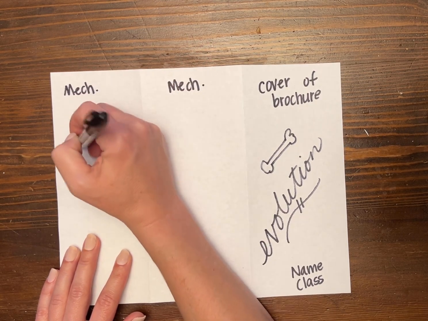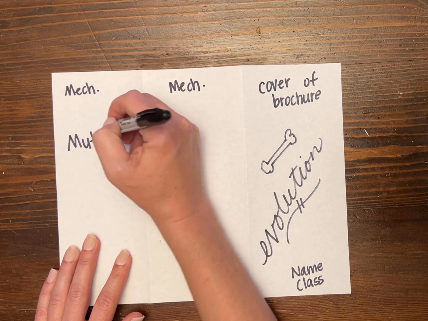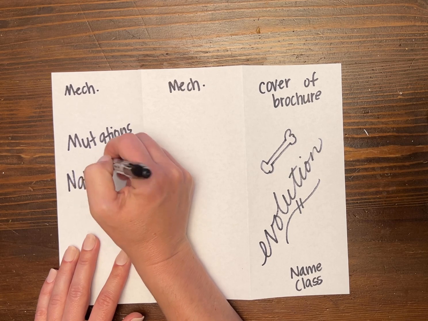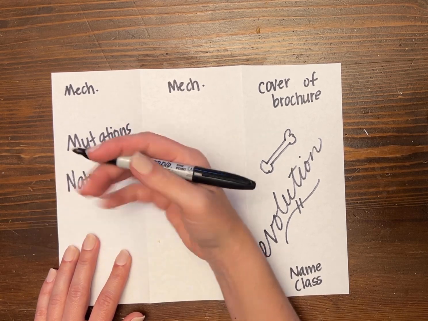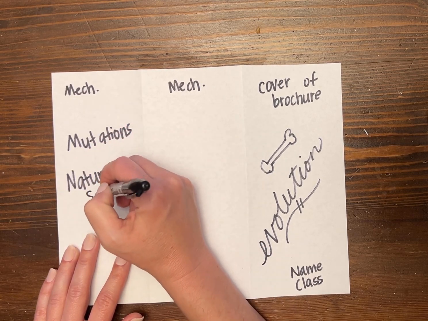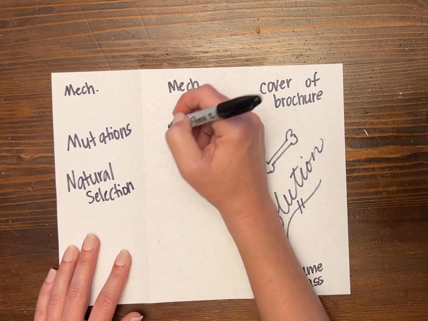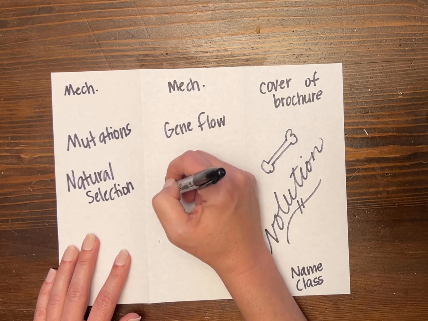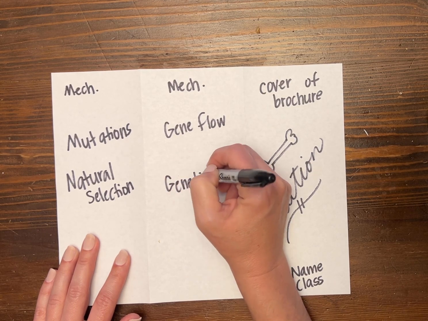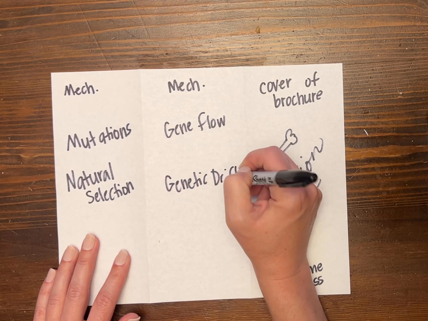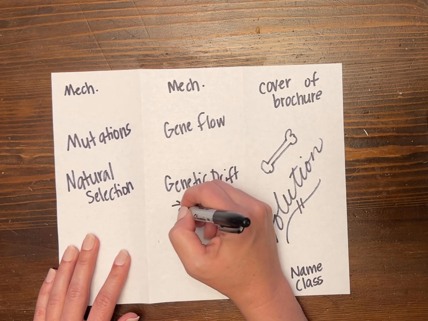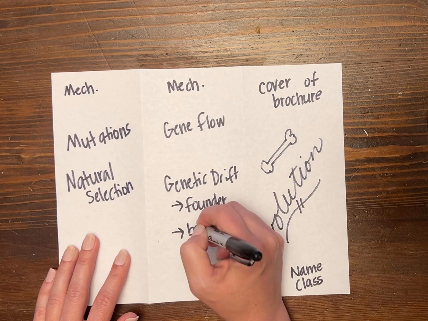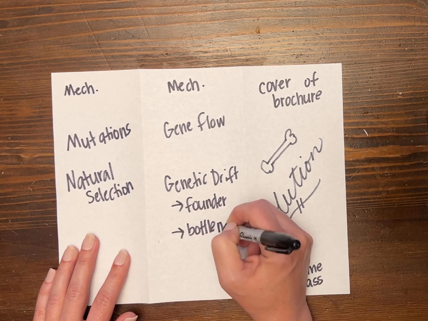Okay, so you're going to be talking about mutations. You're going to be talking about natural selection. This is when nature selects, survival of the fittest, that kind of stuff. You're going to talk about gene flow, right? And you're going to talk about the 2 types of genetic drift. Okay, it's really, really important that we understand the difference between these 2. So there's the founder effect and the bottleneck. So we're going to make sure we get those written out.